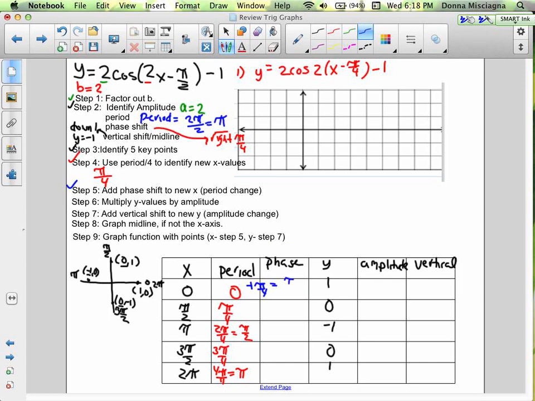And then I can't get it out. So that would be pi fourths, and then pi fourths plus pi fourths. That's 2 pi fourths, and 2 pi fourths is pi halves.